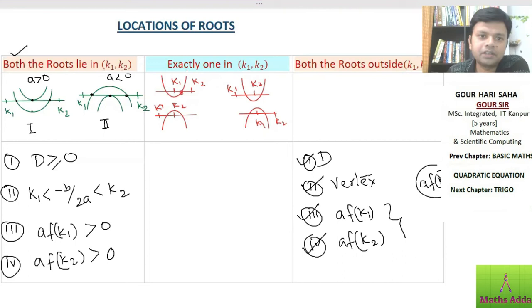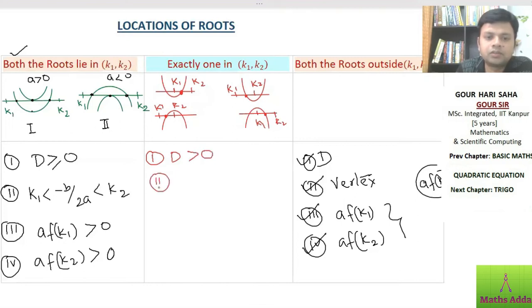See, one root, exactly one root, it is between K1, K2 in this figure, exactly one root between K1, K2, same here and same here. Now, what is the condition on D? First thing. So D, I can see in all four cases there are two distinct roots, right? So D will be greater than 0.